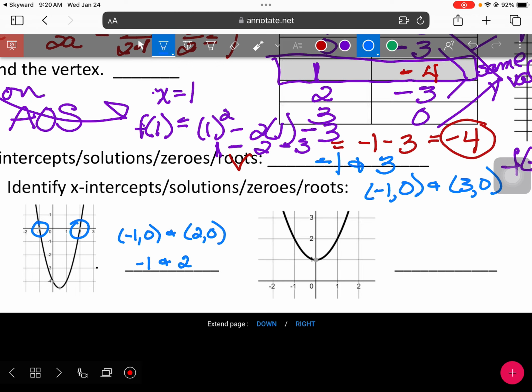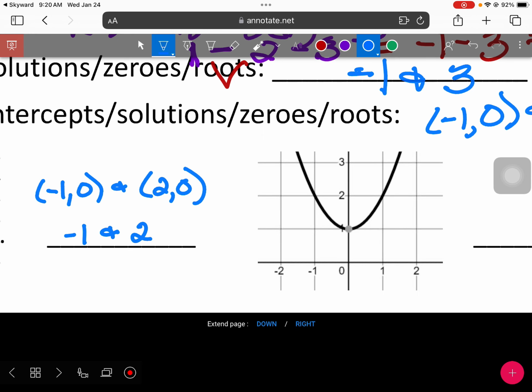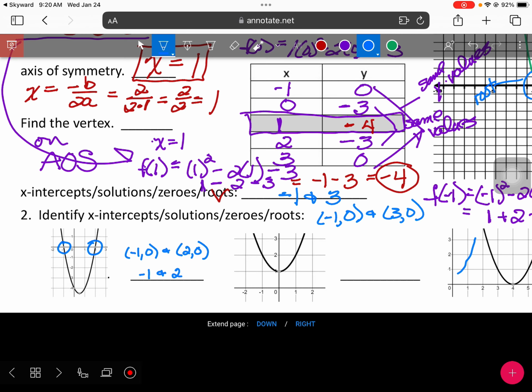All right, let's take a look at the second problem. Identify the x-intercepts. Miss Sadie, there's nothing that's crossing the x-axis. So that means this has no real roots or no real solutions, because that graph does not cross the x-axis. Now, it has some imaginary roots, but we're not getting into that yet.